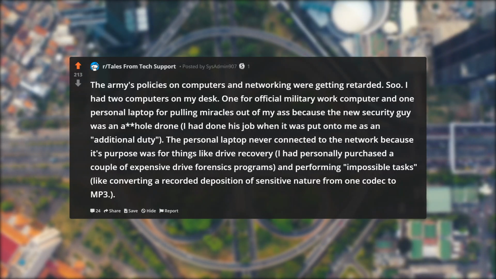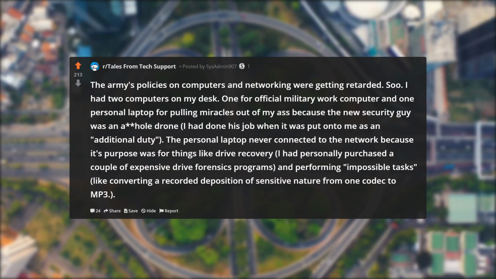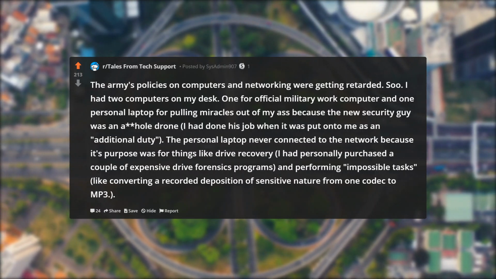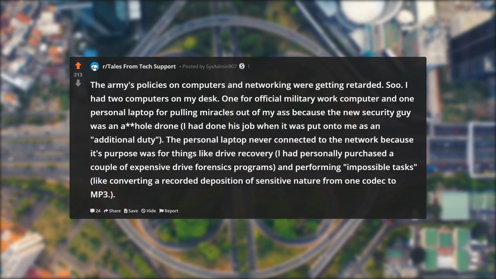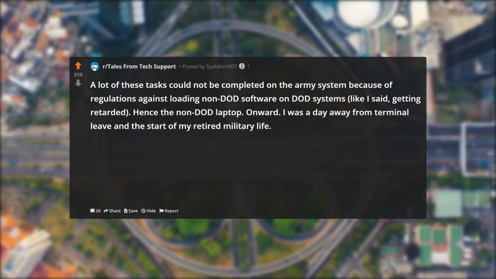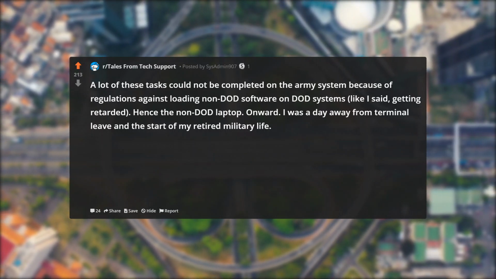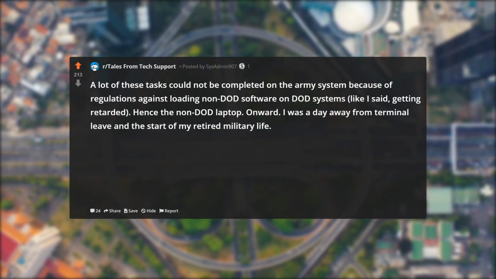I had personally purchased a couple of expensive drive forensics programs and performed impossible tasks, like converting a recorded deposition of sensitive nature from one codec to MP3. A lot of these tasks could not be completed on the Army system because of regulations against loading non-DoD software on DoD systems, which, like I said, was getting ridiculous. Hence the non-DoD laptop. Onward.